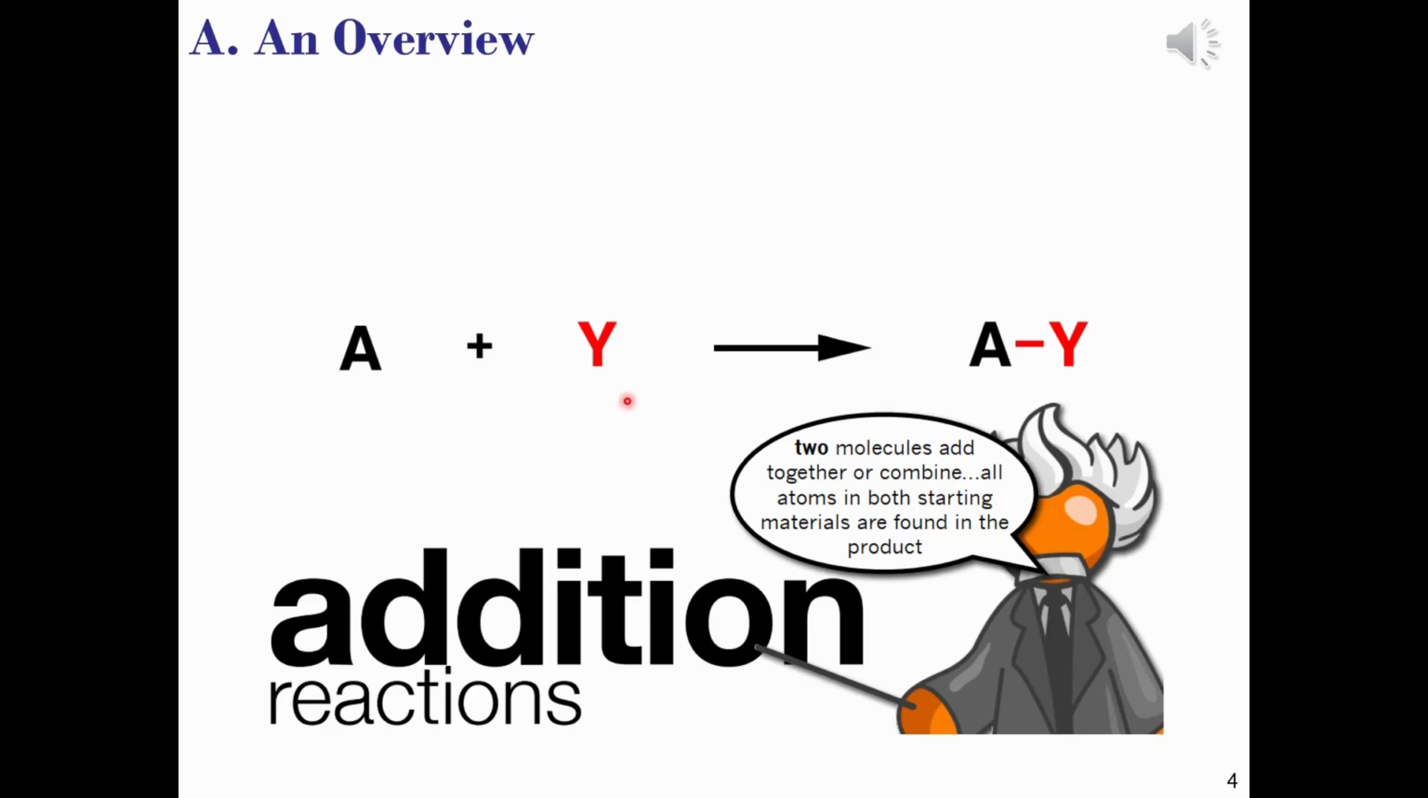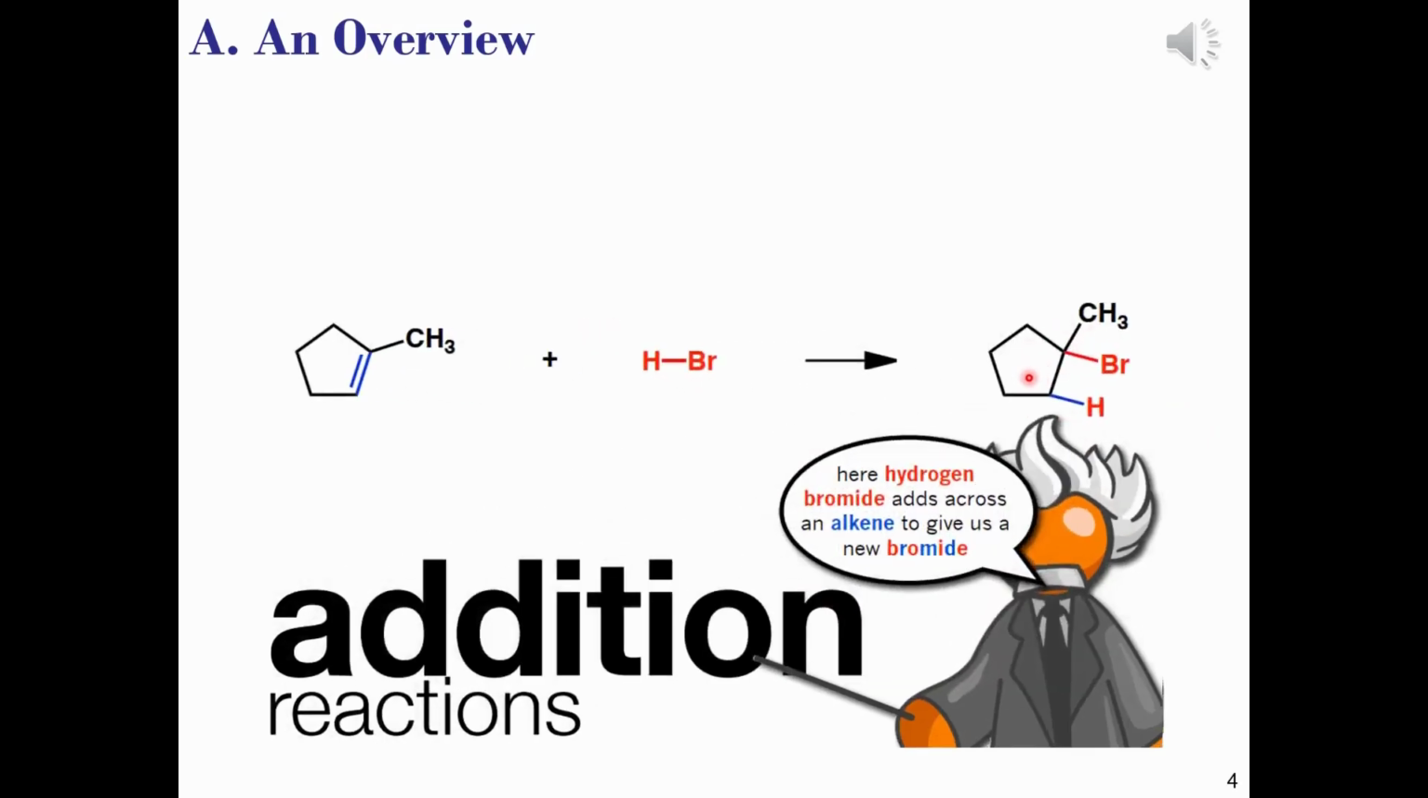Whatever we're adding usually ends up forming a sigma bond, and these two sigma bonds are stronger bonds than the original pi bond. So for example, here we have 1-methyl cyclopentane, and we're adding hydrogen bromide across this to give the molecule seen here. Later, we'll learn that there are nuances that dictate how the molecule adds, but for now, this would give us a cyclic alkyl halide.